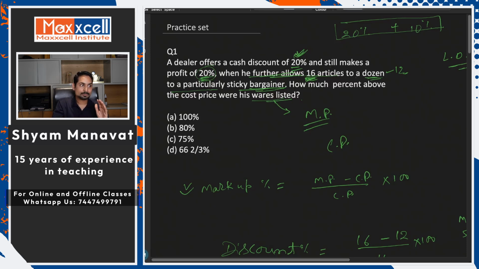Basically, the shopkeeper is offering a 20% discount on cash, and further he is offering another discount, giving 16 articles at the price of 12 articles. So these are two discounts, and then he is making a profit of 20%. They have just played with words to confuse, and many students might get confused here.